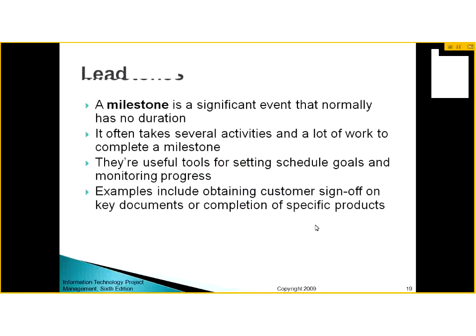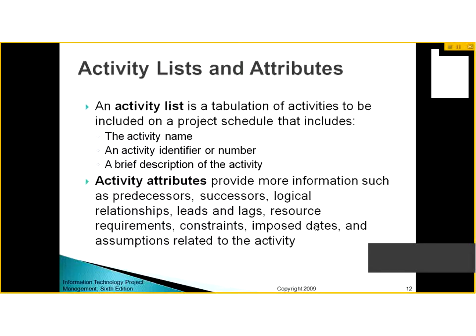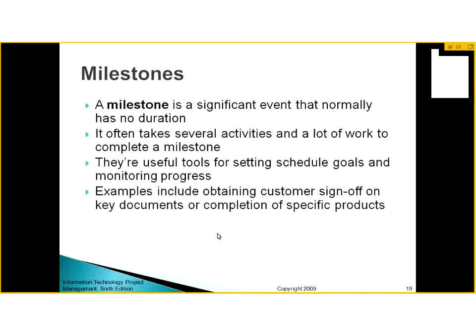Now I have explained this for you because it was mentioned in the activity attributes that in activity attributes you note down the leads and lags. So when you are executing your project, then you note down the leads and lags of each and every activity, whether you have performed it, planned it, or are going to perform it.